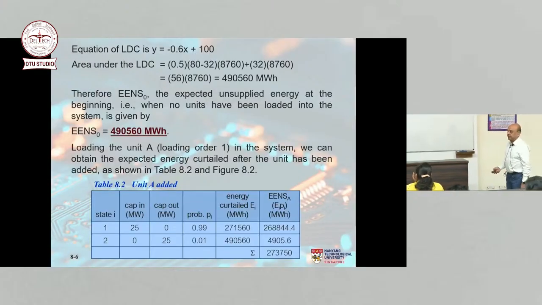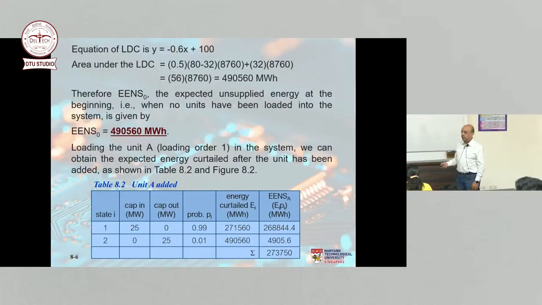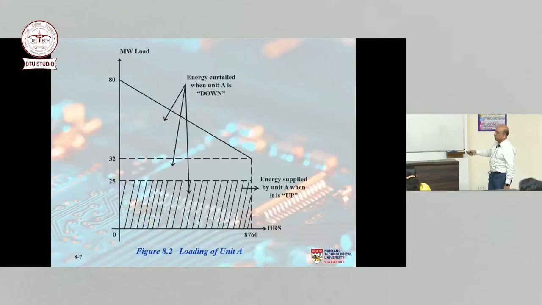So in our case, we have a straight line from the 100% to the 40% points, and the peak load is 80. So you can find the equation of the straight line, y equals mx plus c, and this is how it turns out to be. Now what is the area under the load duration curve? If you look at this graph, this is the time 0 to 8760. This is the load in megawatt. So the peak load is 80, the lowest load is 32, right? 40%, correct? The load varies from 100% to the 40% point as a straight line, and the peak load is 80 megawatt. So it varies from 80 to 32, correct? So the equation of the straight line is y equals minus 0.6x plus 100.